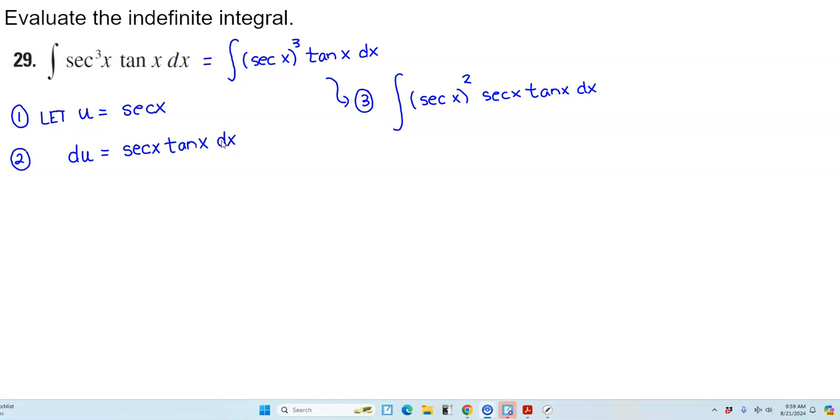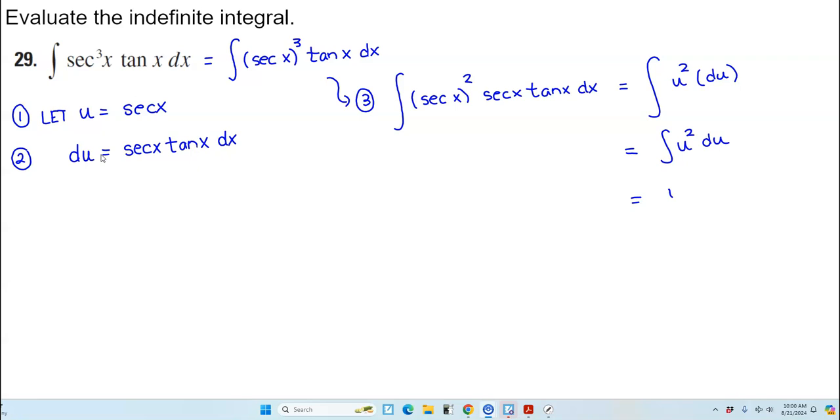So let's go ahead and do our substitution. We know that secant x is u, so this is going to be u squared. And then we know that secant x tangent x dx is du. So that's times du. So now we want to find the antiderivative of u squared du. And so taking the antiderivative, we have u to the 2 plus 1 over 2 plus 1, plus c. So we would get 1 over 2 plus 1, which is 3, and then u to the 3rd power plus c.